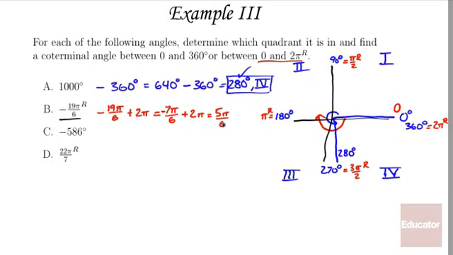So where does 5 pi over 6 land? Well, that's bigger than pi over 2. It's less than pi. So 5 pi over 6 lands about right there. And that's in the second quadrant.